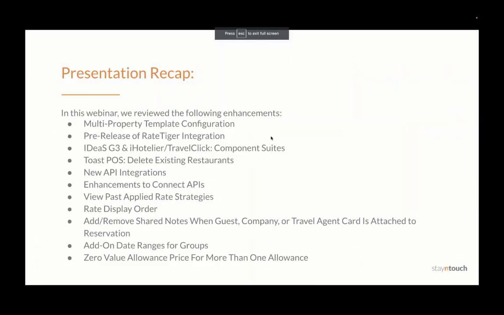All right, so in this webinar, we covered multi-property template configuration, the pre-release of the Rate Tiger integration, Ideas G3 and iHotelier / TravelClick component suites, Toast POS and the option to delete existing restaurants, new API integrations, enhancements to connect APIs, the option to view past applied rate strategies, rate display order, how to add or remove shared notes when guest, company, or travel agent cards are attached to a reservation, add-on date ranges for groups, and finally, zero value allowance price for more than one allowance.